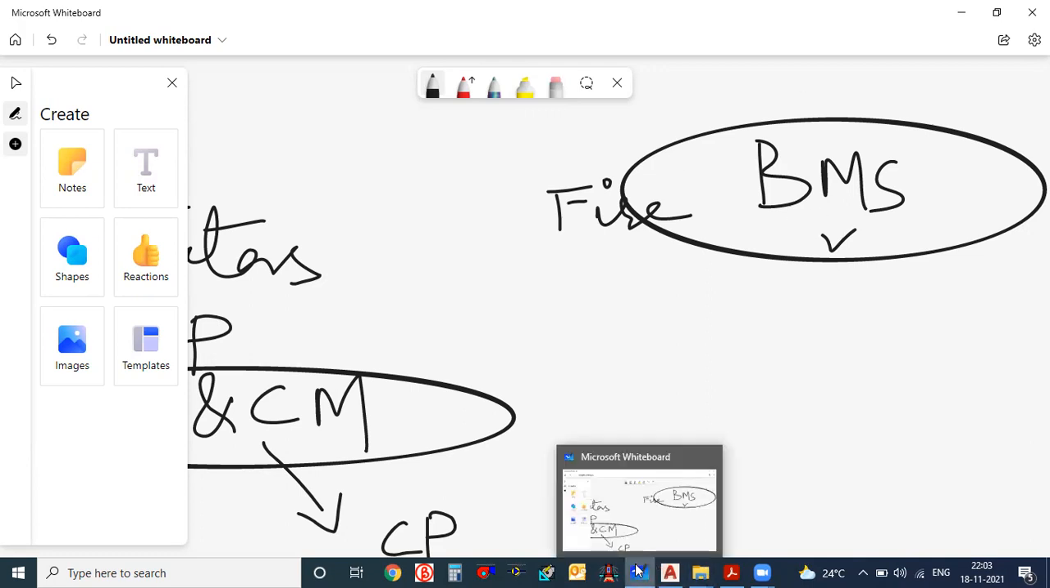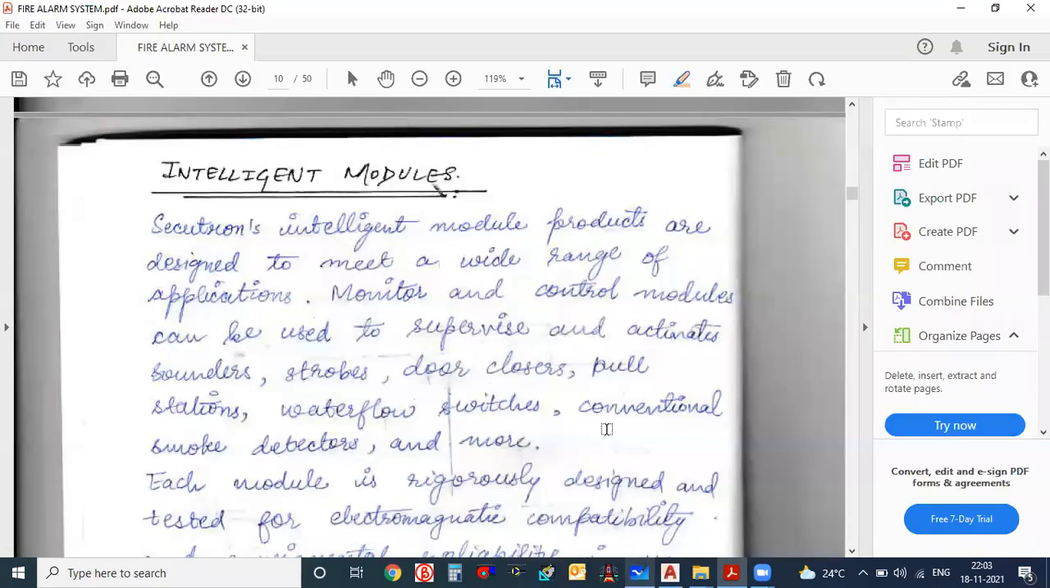In case of fire, the elevator, the lift, has to come down to the ground floor and open the door. This is done through the fire alarm, not from the BMS. The BMS will take only feedback, monitor and feedback. That's it.